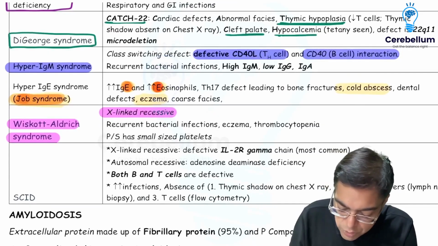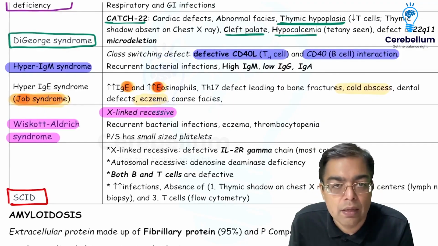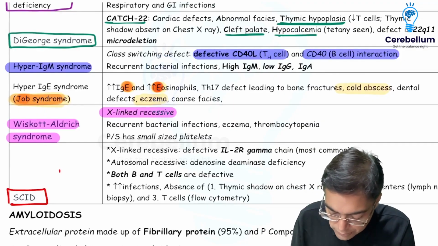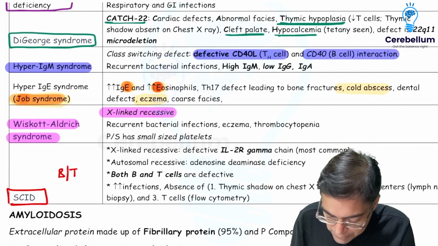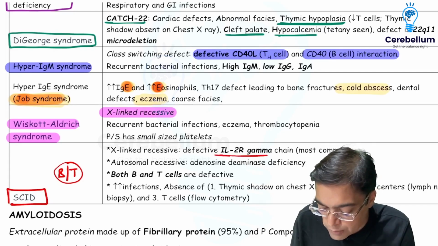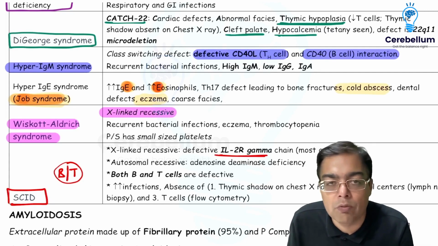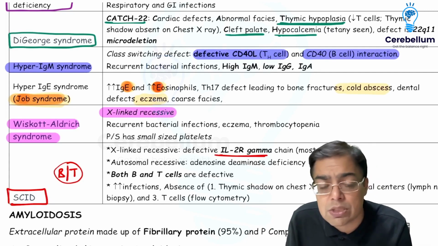Whenever we are making a mention of something like SCID, that's severe combined immunodeficiency. This is a condition in which, unfortunately, the patients are having involvement of both B as well as T cells. The condition can be X-linked recessive, in which there is going to be a problem at the level of the cytokine receptors. Interleukin-2 can be affected. There can be involvement of ZAP70. There can be JAK which is involved.